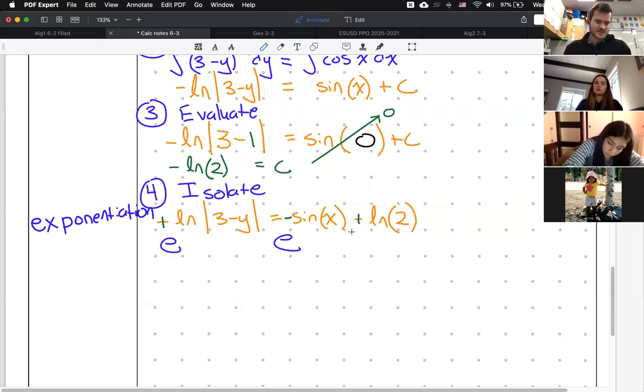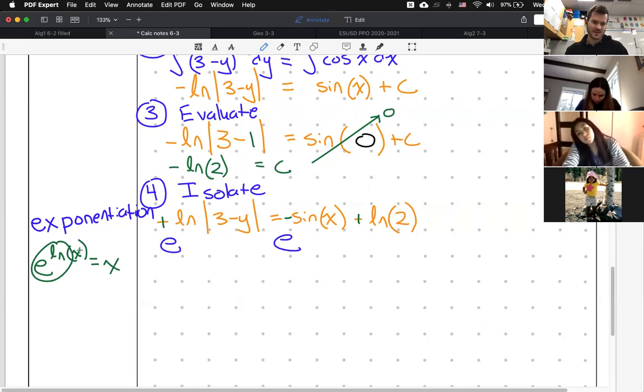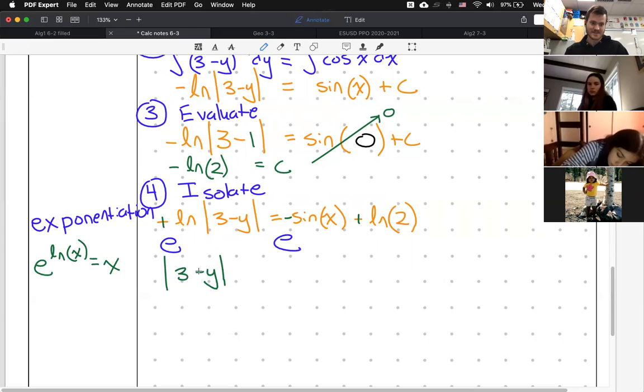e to the natural log of x, and this is just a rule that was in our cheat sheet for logarithms. e to the natural log of x is equal to x, which is another way of saying e and the natural log cancel each other out, and the answer is whatever the exponent was. Which means e to the natural log of the absolute value of 3 minus y is whatever this power is. It is now the absolute value of 3 minus y. That is the new left-hand side after exponentiation. The right-hand side, unfortunately, is still exponentiated. It is still this e to the power of negative sine of x.